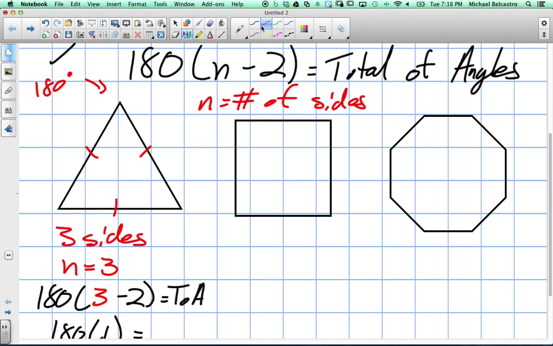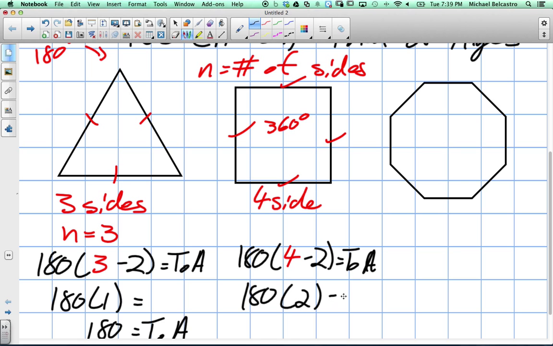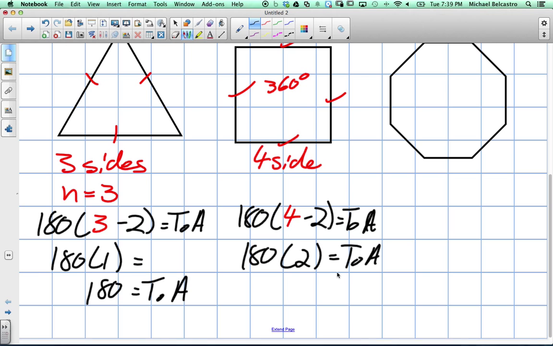How many sides with our quadrilateral here? 4. 4 sides. Okay. Then it's going to be 360. That's right. We know that they add up to 360, right? Let's test our formula. You tell me what numbers I put in. 180 times 4 minus 2. Yep. Is equal to the TOA, total of the angles. Okay. So 180 times 2. Yeah, do BEDMAS first, so brackets. What does that equal? That equals 360.